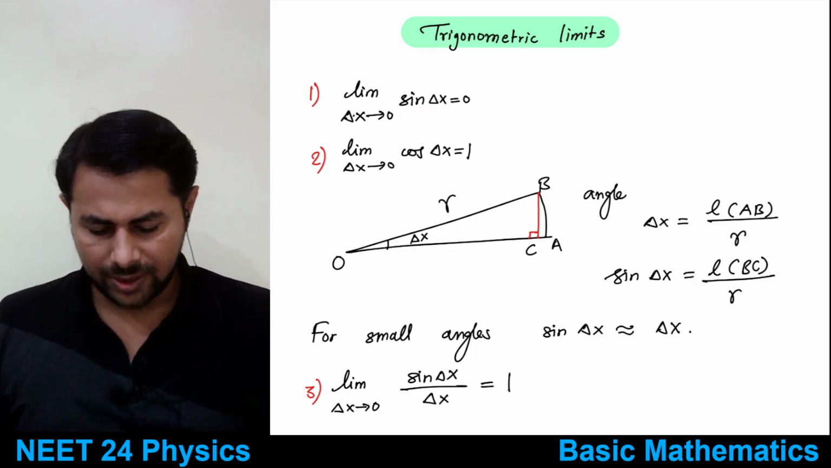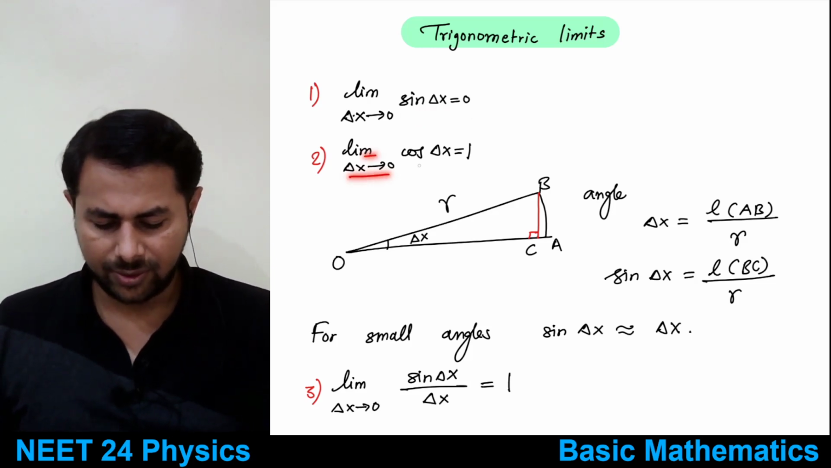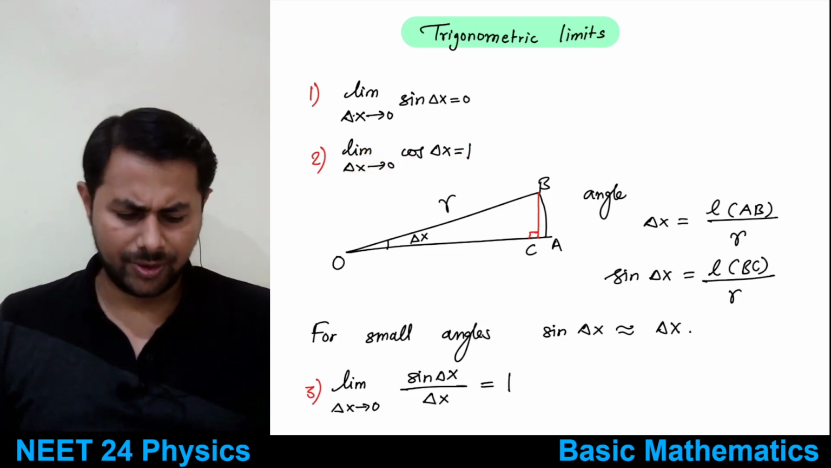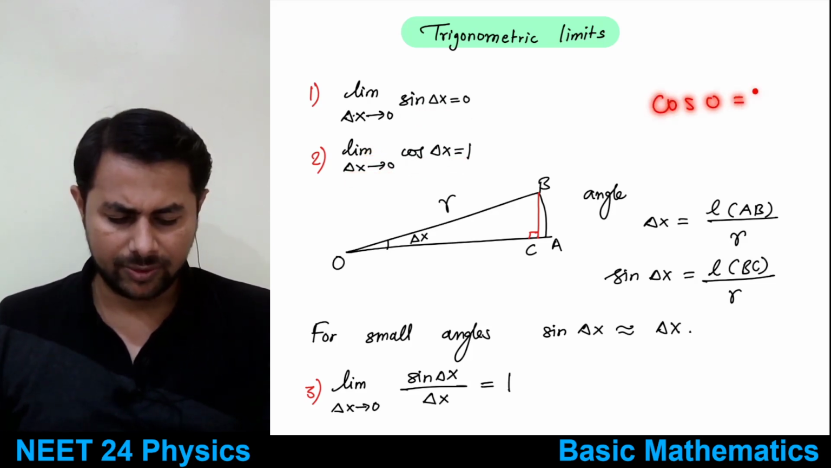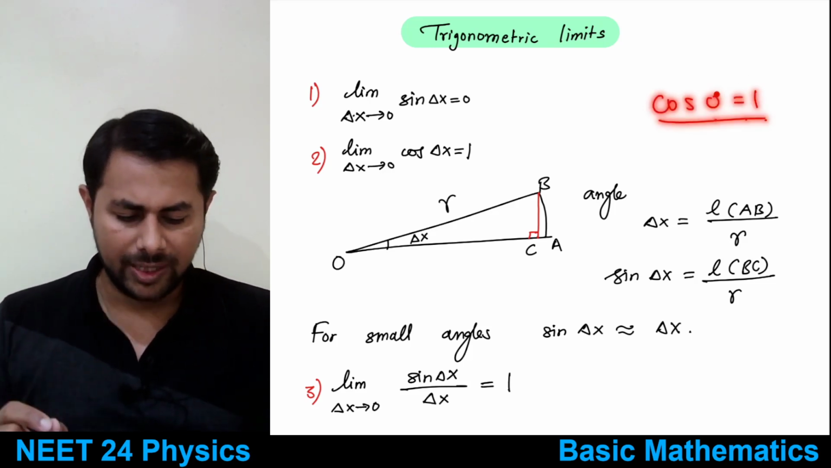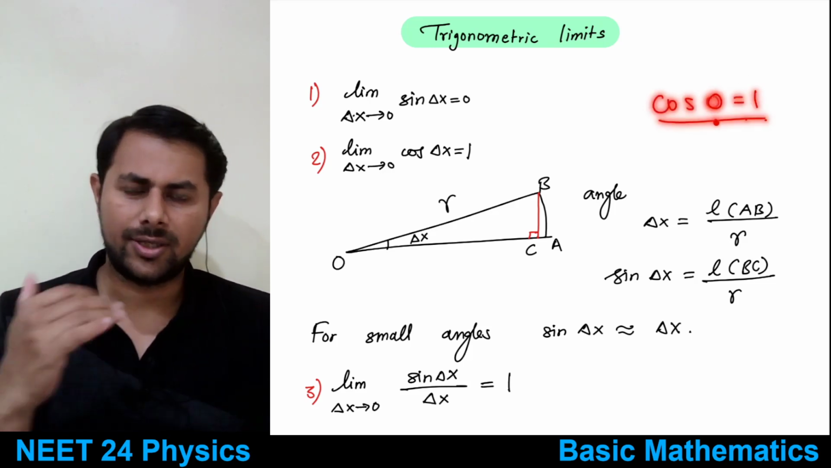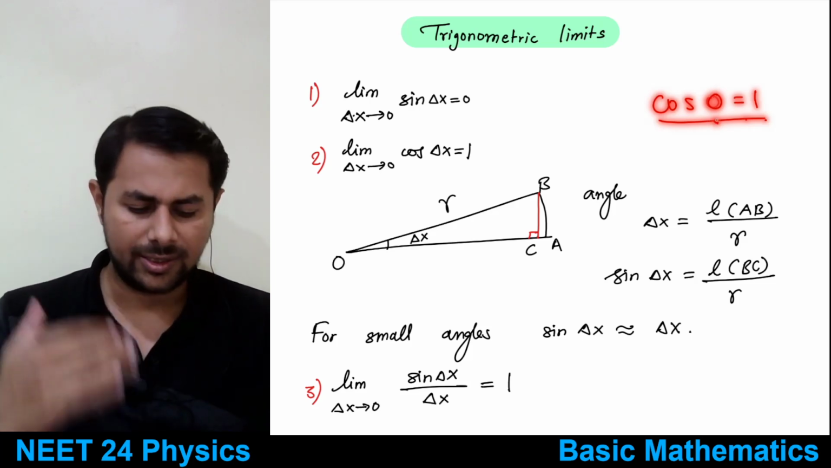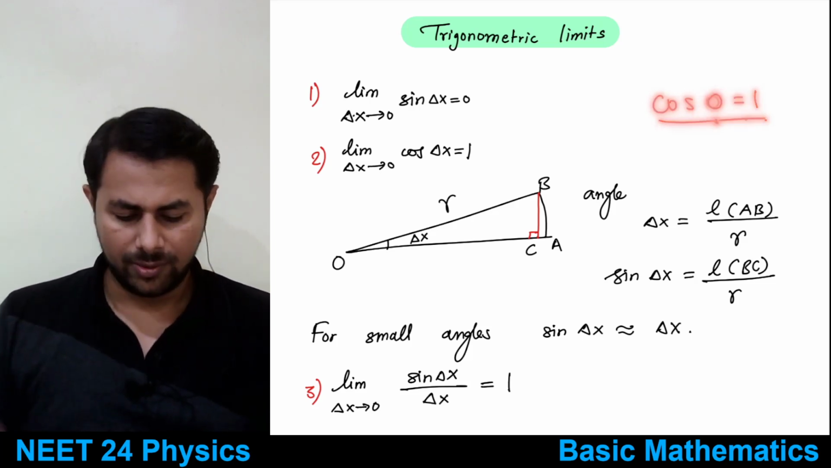Then there is another one: the limit as delta x tends to 0 of cos of delta x is equal to 1, because we know cos 0 is equal to 1. So approximately we can say, if the angle is very close to 0, then its cosine is equal to 1, right?